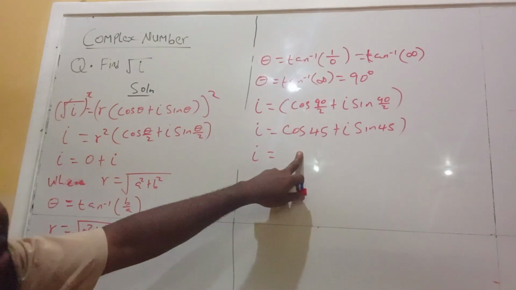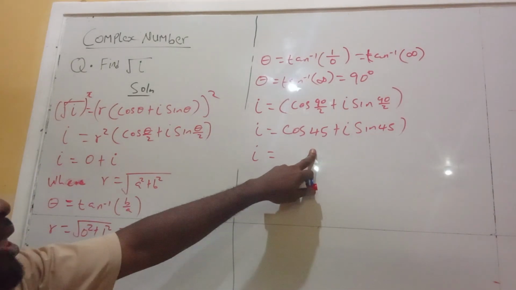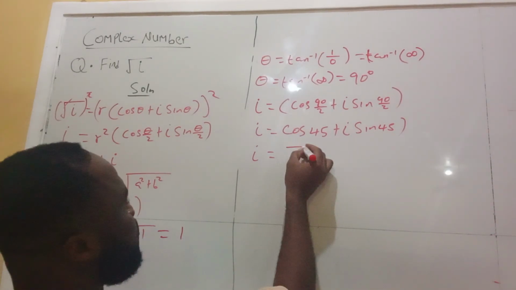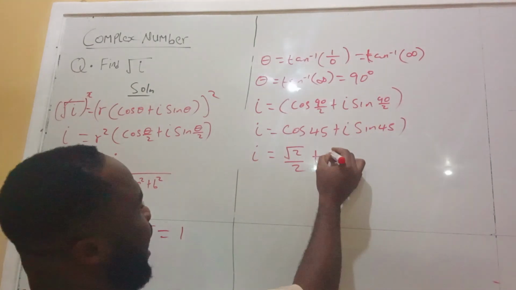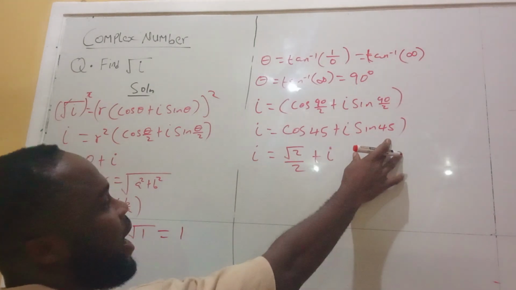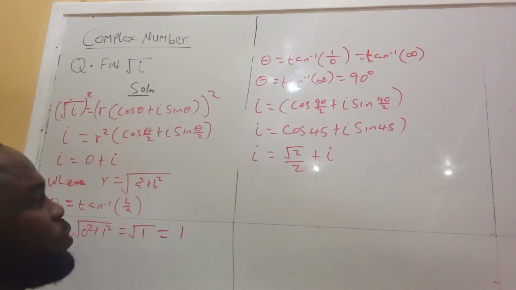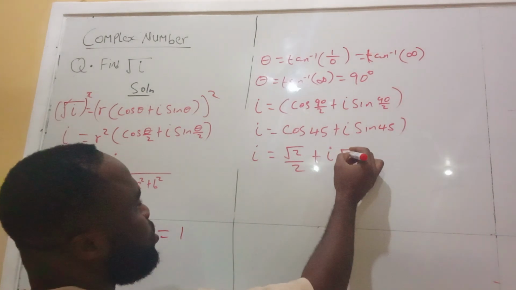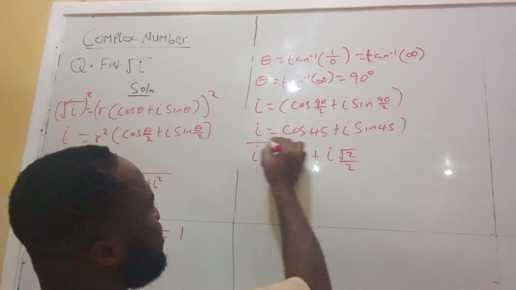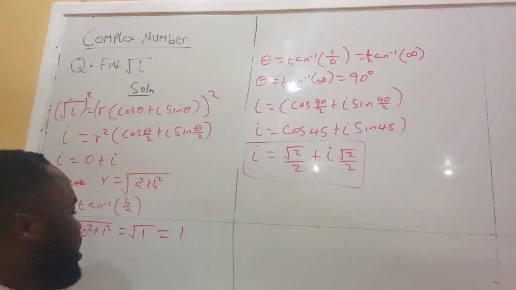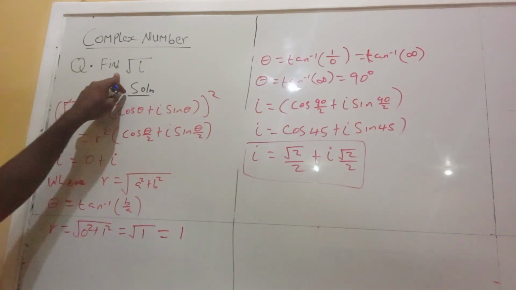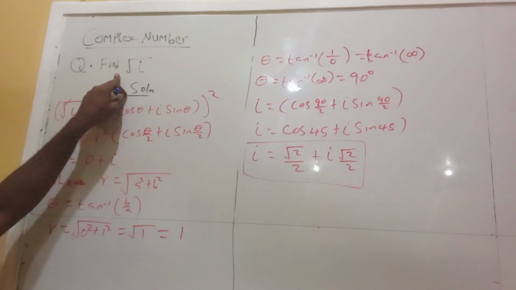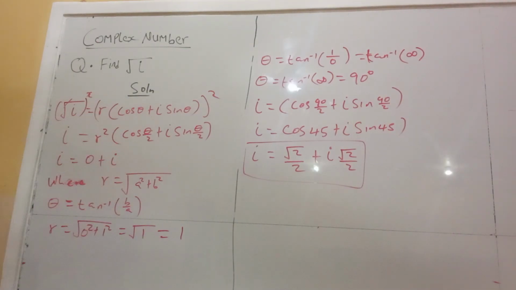So i is equal to, what is cos 45? Cos 45 is our special angle, which is root 2 over 2, plus i times sine 45. Sine 45 is the same, root 2 over 2, which is still the same answer. So when you look at this method, it is the simplest form of finding the square root of i. Very simple.